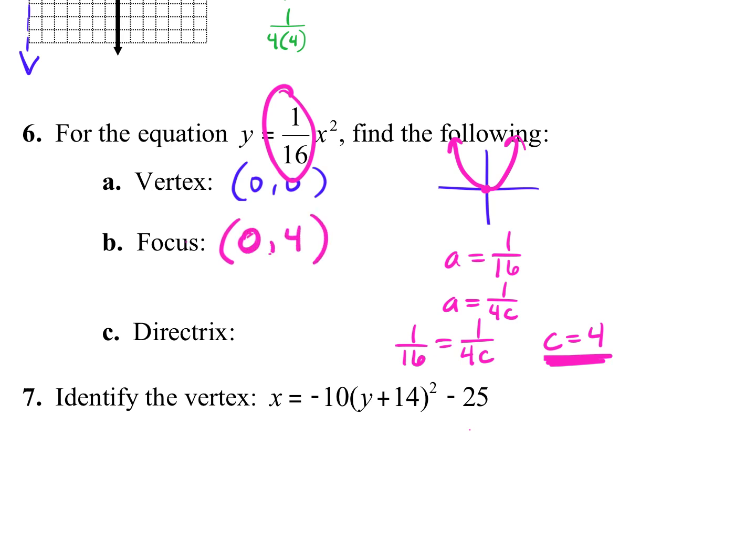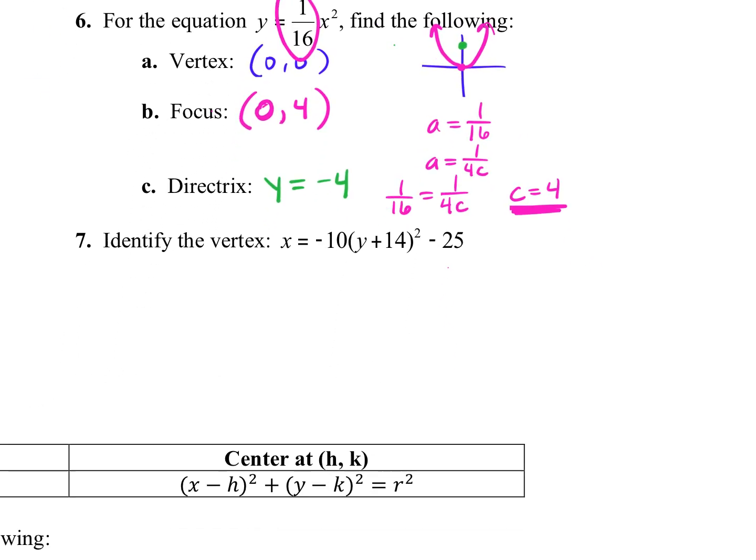And then the directrix would be down here somewhere. So the directrix is at -4. But listen to me, the directrix is a line. So don't tell me your directrix is -4. It's not. What is it? It's y equals -4. Okay? It is a line, and that's how I know that you know that it's a line. Write it as an equation. Okay?